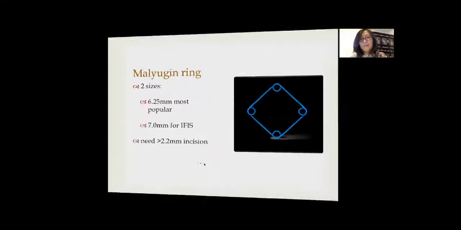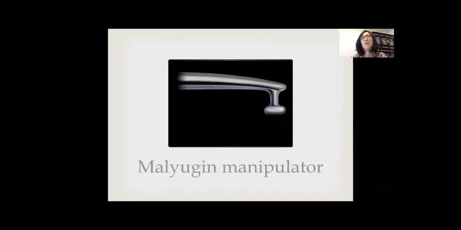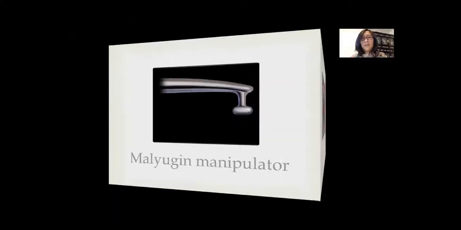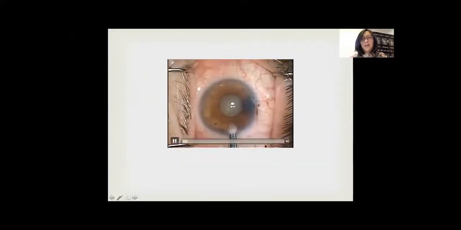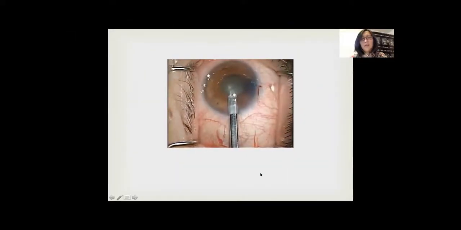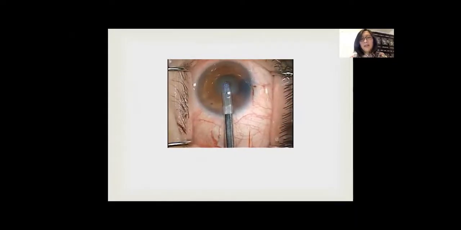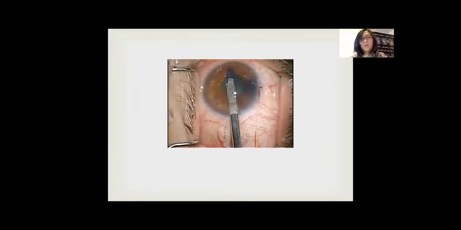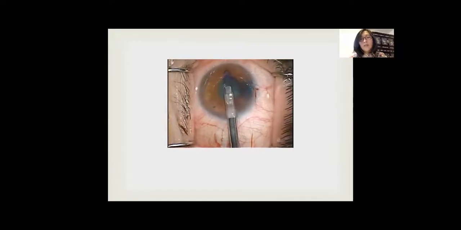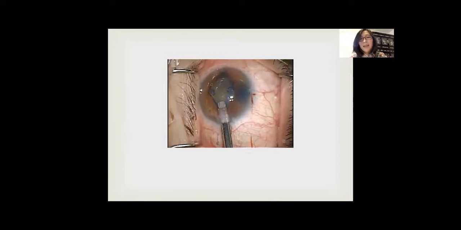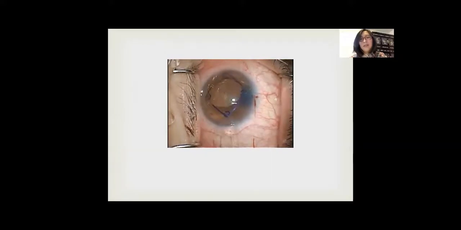in order to insert this ring. In order to place the ring, the Malyugin manipulator, which has this little knob on the end, is very, very helpful. You can do this with a Kuglen hook or a Sinskey hook, but I found the manipulator is a very nice tool to have. And so you can see here, this is a relatively small pupil, and we're going to go ahead, and you can see that this is through a 2.4 millimeter wound, and so this inserter fits in very nicely. We're going to engage the distal part of the iris.